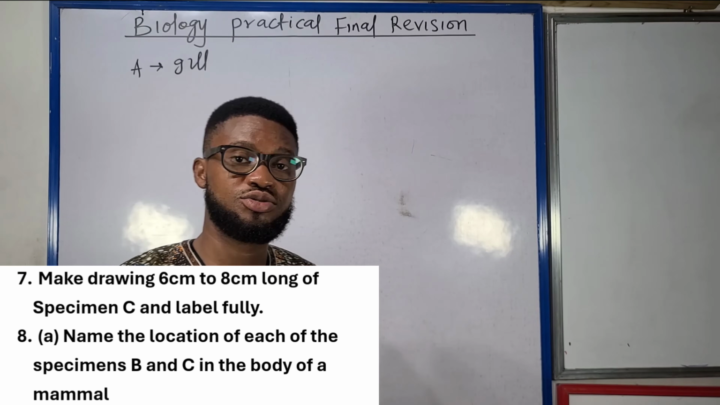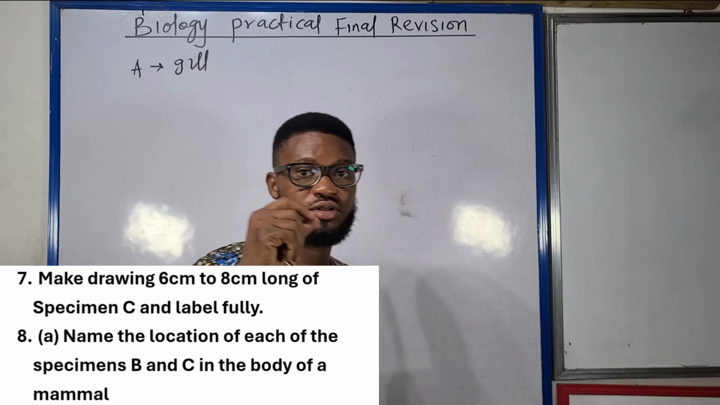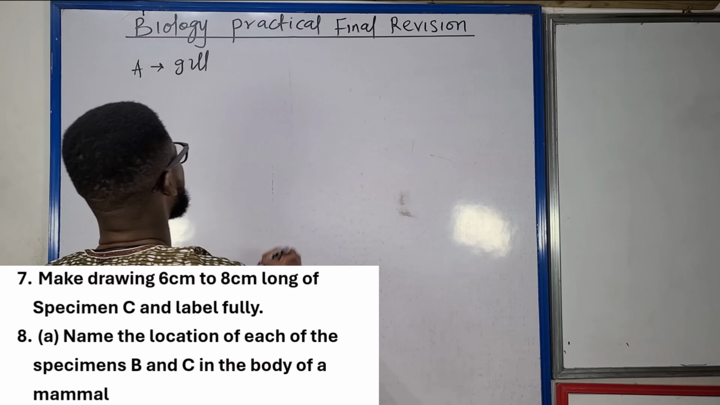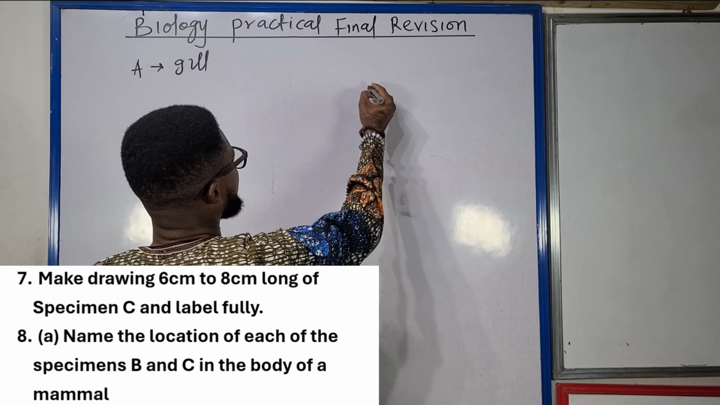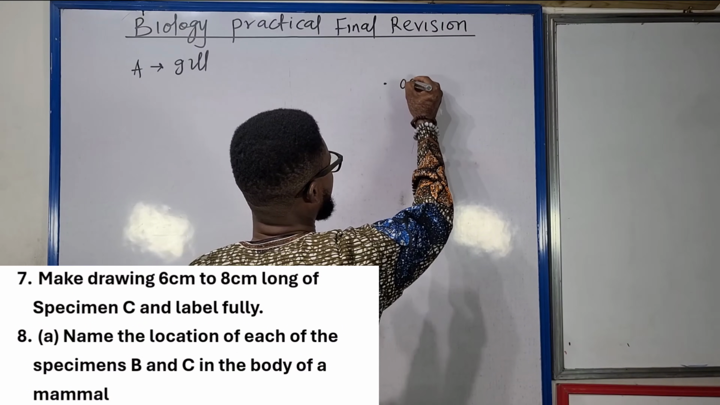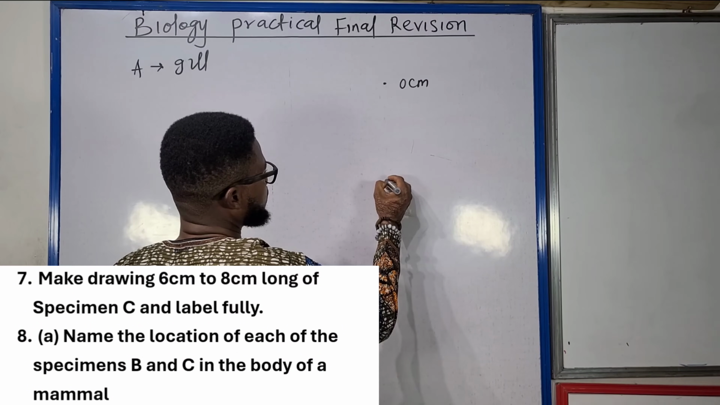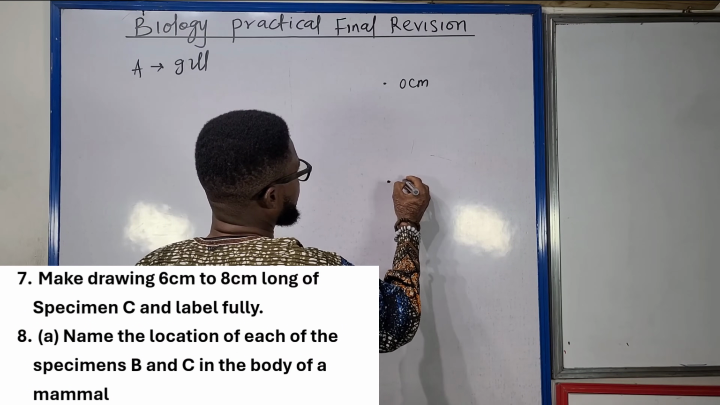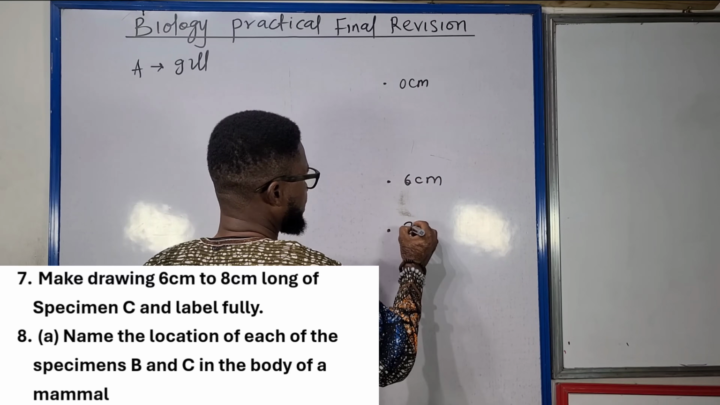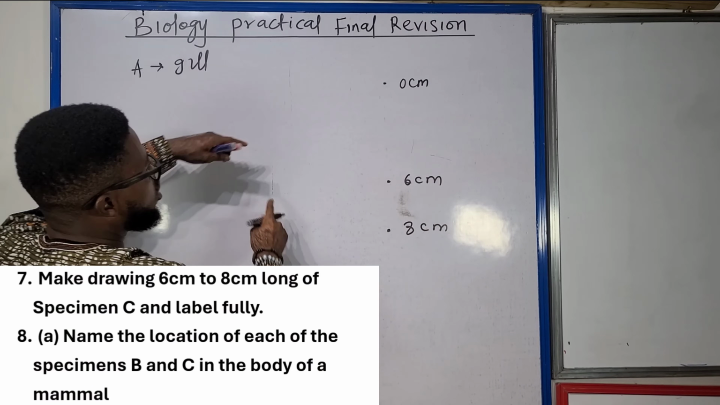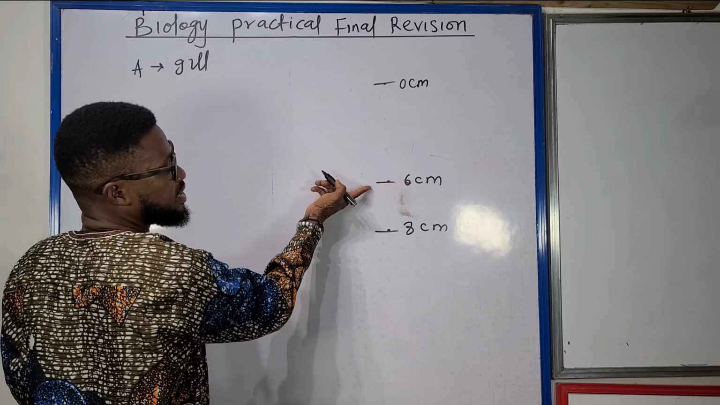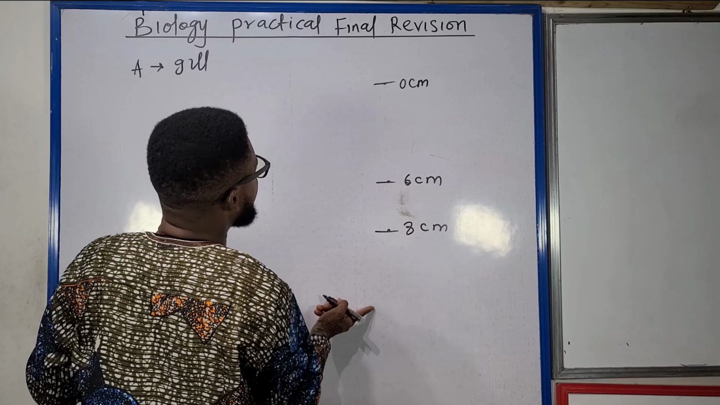As a biology student, you should have a well sharpened pencil and be ready to sketch. So quickly, let's get to do that. So let's say I am using my ruler and I'm measuring that this point here is 0 centimeter. This is my 0 centimeter mark, and up to this place, this is my 6 centimeter mark, and then up to this place, this is my 8 centimeter mark. What it means is that whatever I am drawing should not be less than 6 centimeter and should not be more than 8 centimeters.